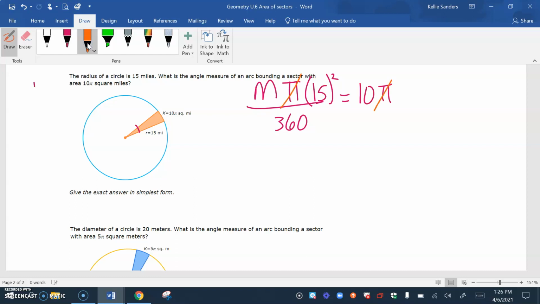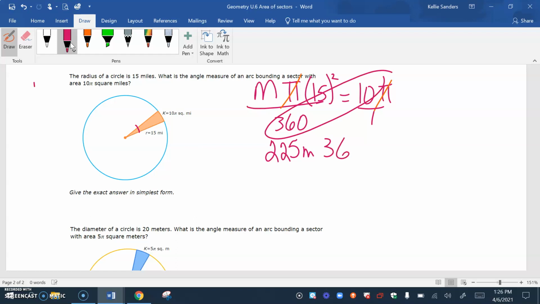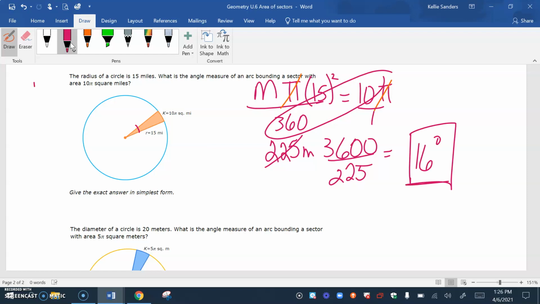So the pi's cancel out, just like in U3. 15 squared is 225 m. I'm going to put this over 1, so I'm going to cross multiply these and get 3,600. And we're going to divide by that. 3,600 divided by 225 is 16. Okay, that answer looks really right because this is a very narrow pie section. That's not very big, so there we are on that.